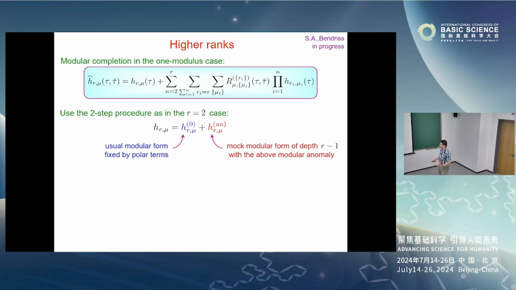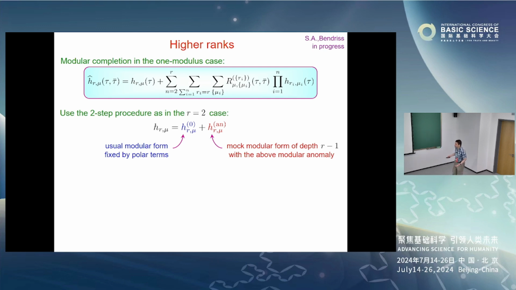So now I would like to address the point, what happens for even higher charges, for arbitrary D4 brane charges. Here I just copied the same expression for the completion which I had before, just specialized to the case of one modulus. And the idea is the same. Let's use the same 2-step procedure. We first find some mock modular form. In this case, it will be of depth r-1, which should satisfy this anomaly equation. Then we will fix the modular ambiguity by computing the polar terms.